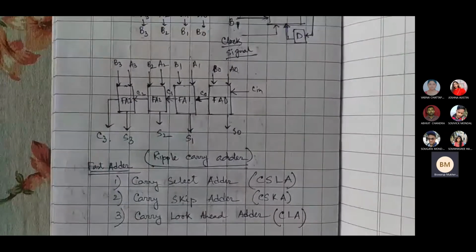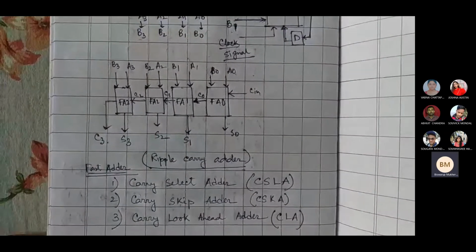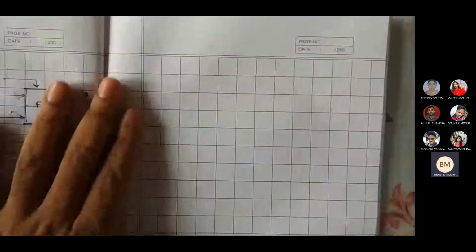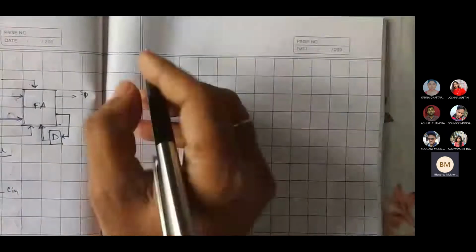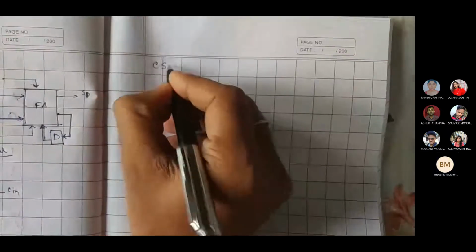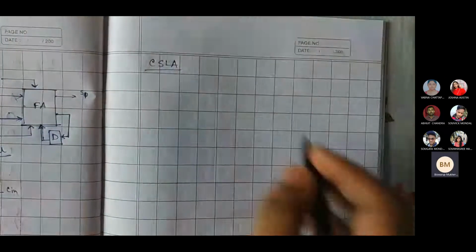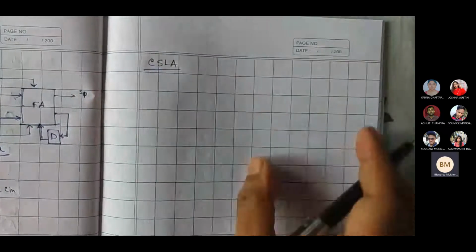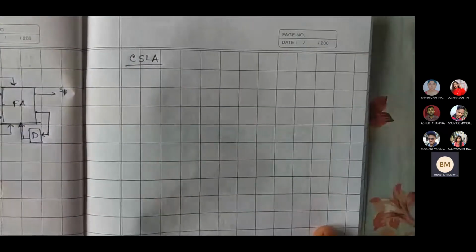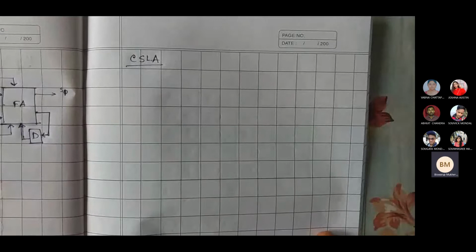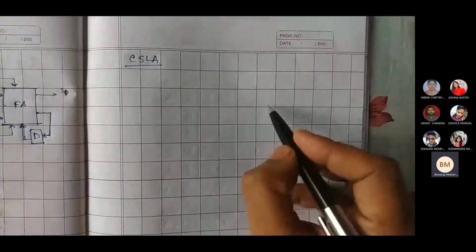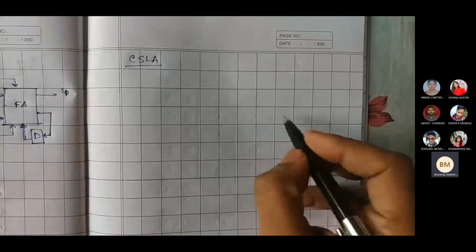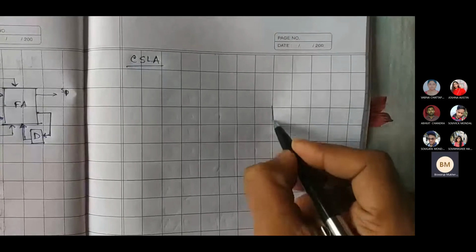Okay, so let me start with the first one, the carry select adder. Okay. So let me come to this one. I am making one carry select adder, CSLA. So let me draw the circuit architecture first, then I'll be discussing it. Okay, so let's say we have an RC adder.